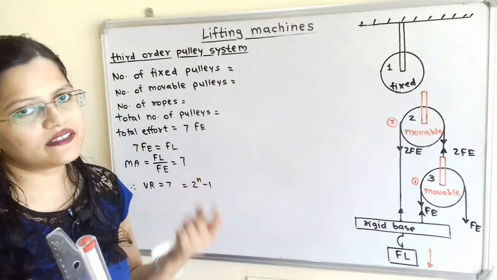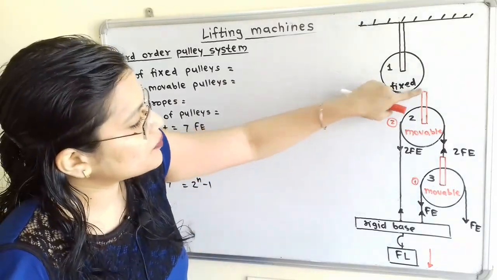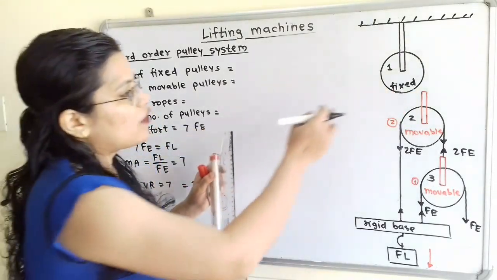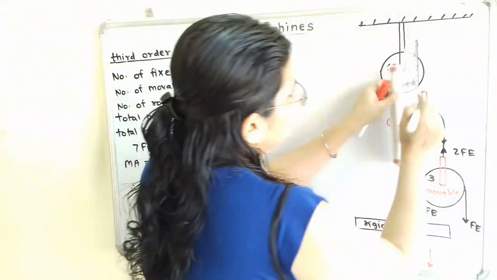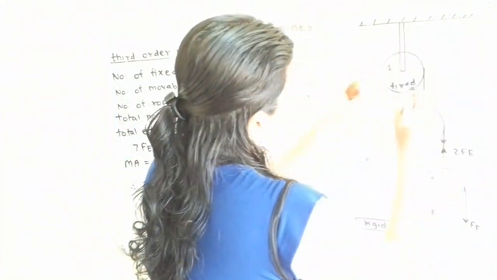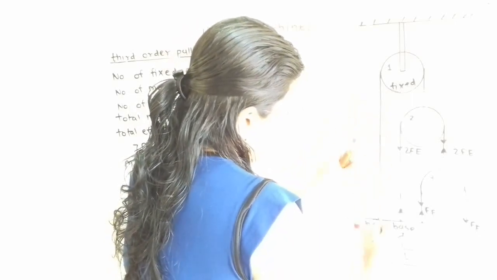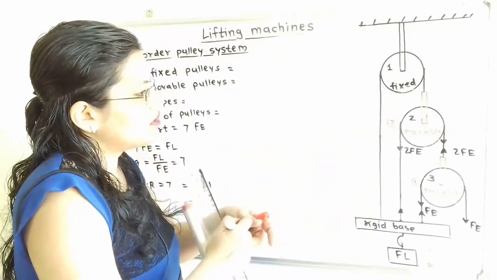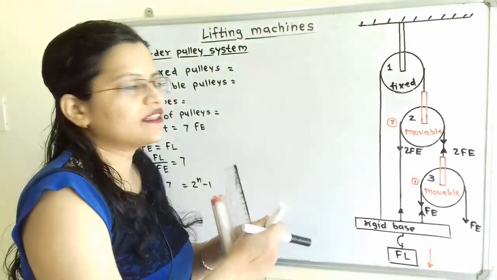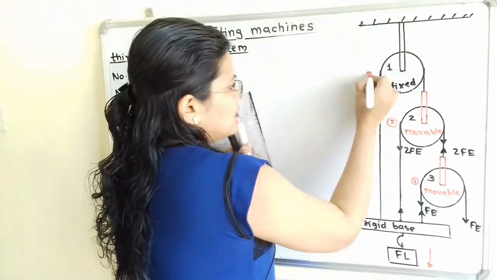Now we will connect the third rope. So we will connect the third rope to the pulley number 2 and we have to pass over the fixed pulley. So this is the rope number 3. Now if we observe, there are 3 number of pulleys and 3 number of ropes.